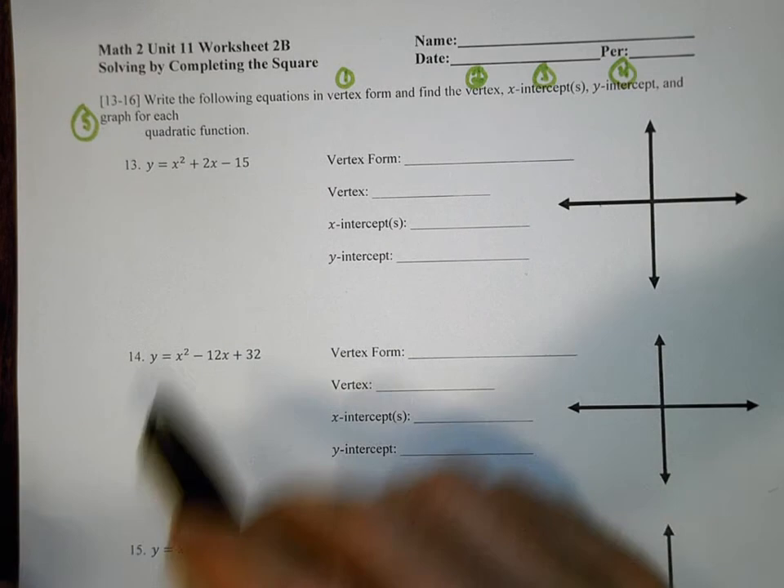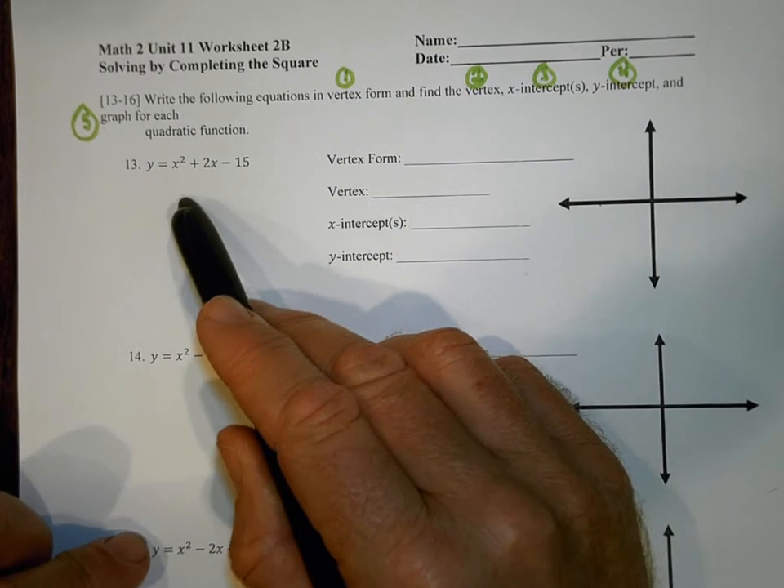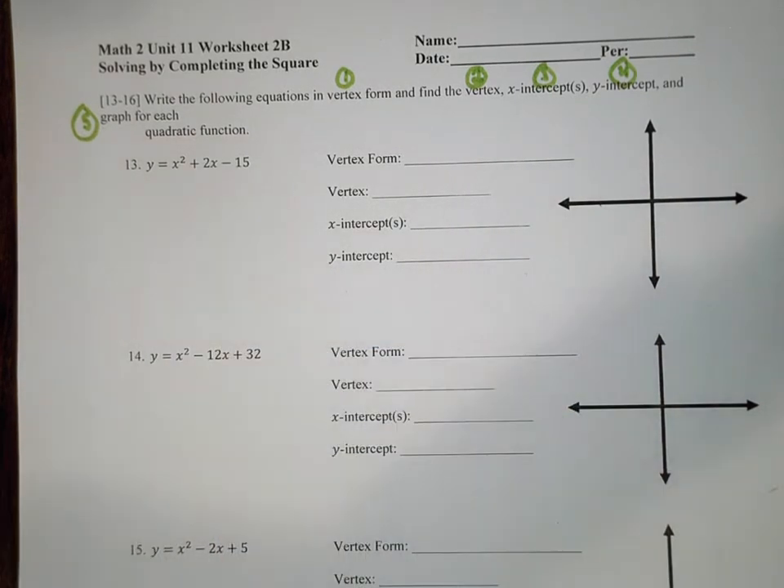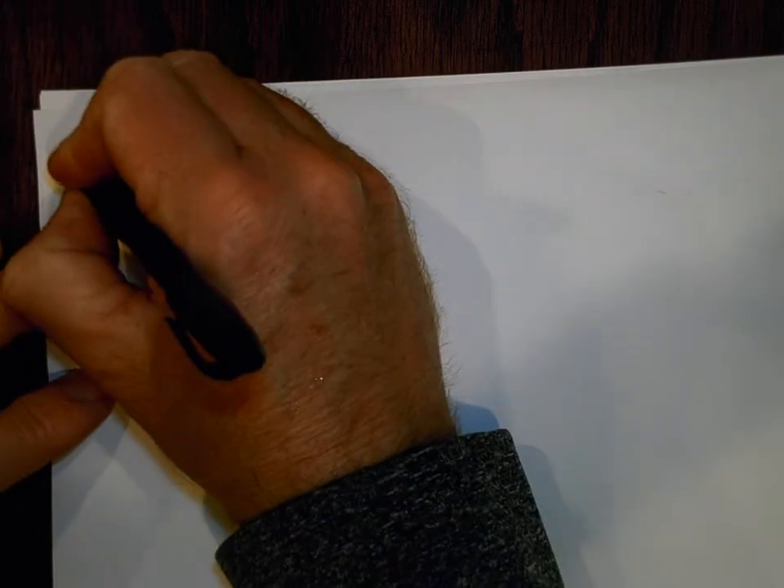I might have to switch to another paper because this takes up a little bit of room, and then I'll come back to this right here. Okay, so I'm going to switch over to another piece of paper to give me room to do work. So this is number 13.